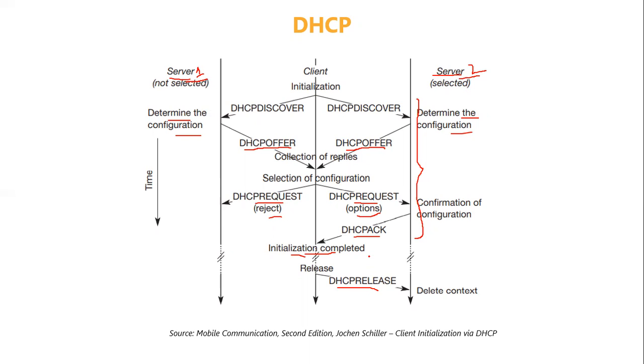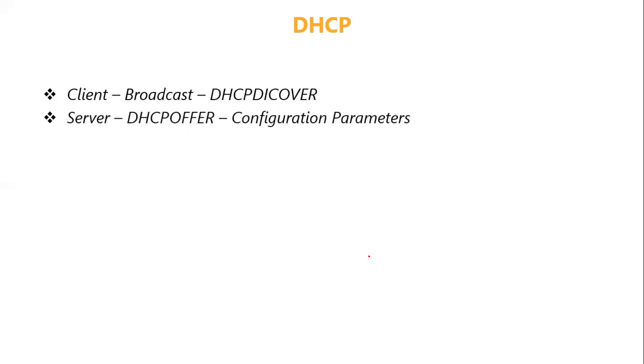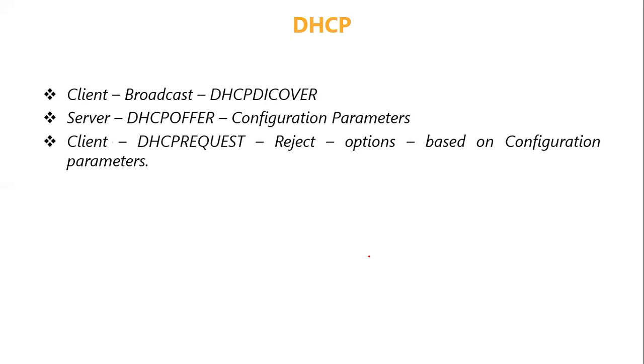Basically, this is used in mobile IP for acquiring the care of address, COA. We have discussed how a new client will get a new address by using DHCP, with various messages like DHCP discover. Initially, the client will broadcast DHCP discover. For that, the server will respond with a DHCP offer with the configuration parameters. Out of that, the client will accept one server, and it sends a DHCP request based on the configuration parameters.